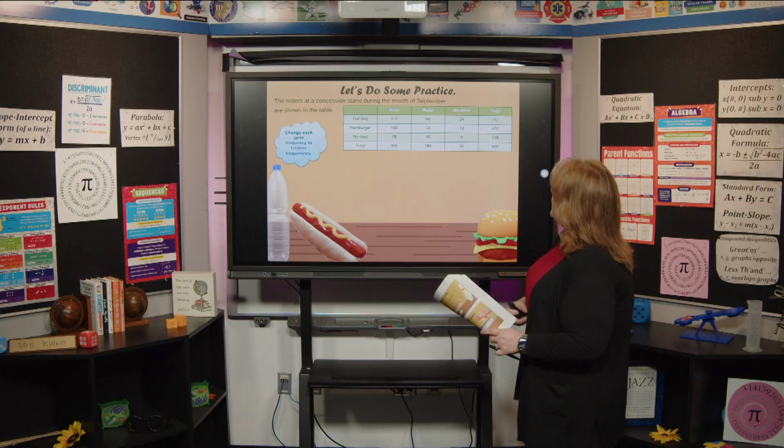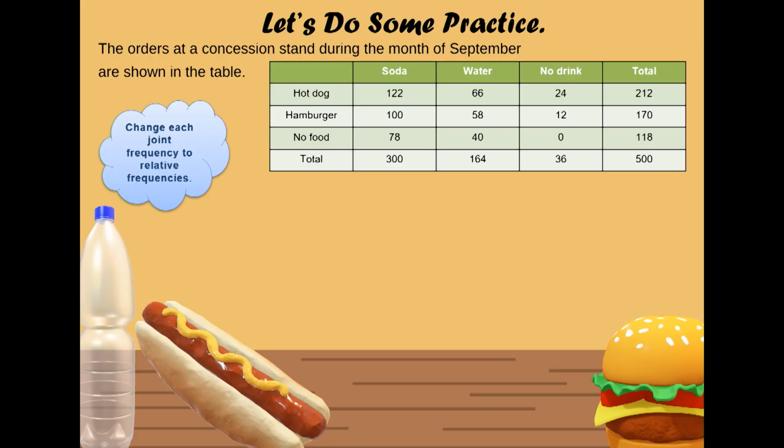Good job. Now, let's do some practice. The orders at a concession stand during the month of September are shown in the table.